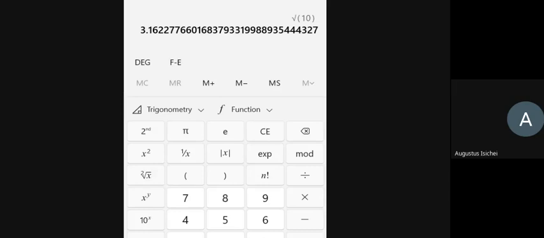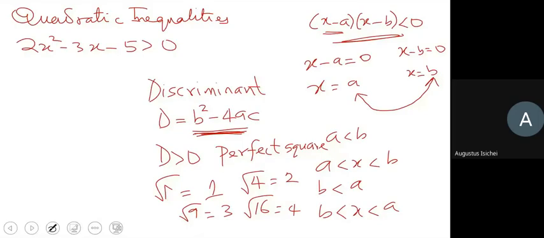So I believe we now know what perfect squares are. Any number whose square root is a whole number is called a perfect square. So now, when you calculate the discriminant, if the answer gives you a positive number and a perfect square, that means the quadratic expression can be factorized.